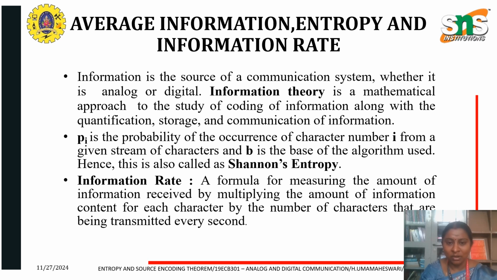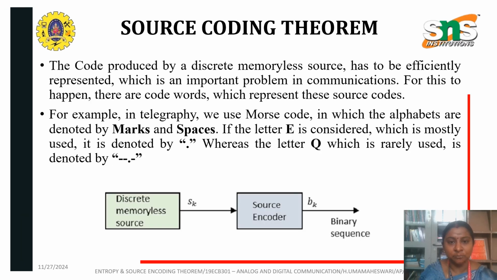So Pi is the probability of the occurrence of character number i from a given stream of characters, and b is the base of the logarithm which is used. This is called Shannon's entropy. Here, information rate is defined as the measure of the amount of information received, by multiplying the information content of each character by the number of characters being transmitted every second. This leads to the source coding theorem.